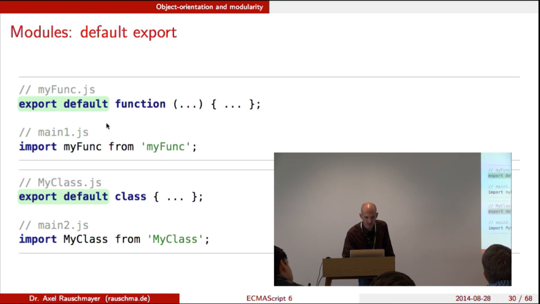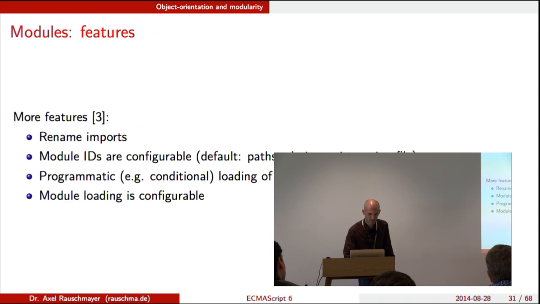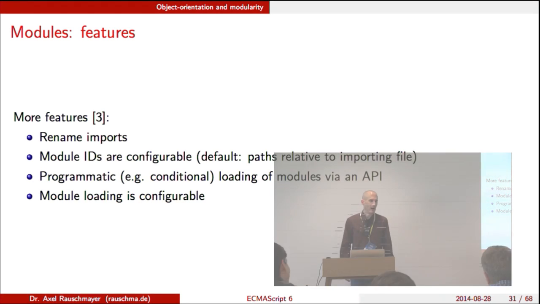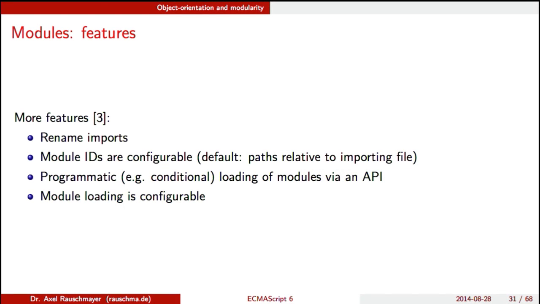And this function is imported into my func here. And there are no curly braces. For a class, again, export default, and you import this value into my class like this. There are more features. You can rename imports. How module IDs are resolved is configurable. There will be an API for loading modules conditionally.